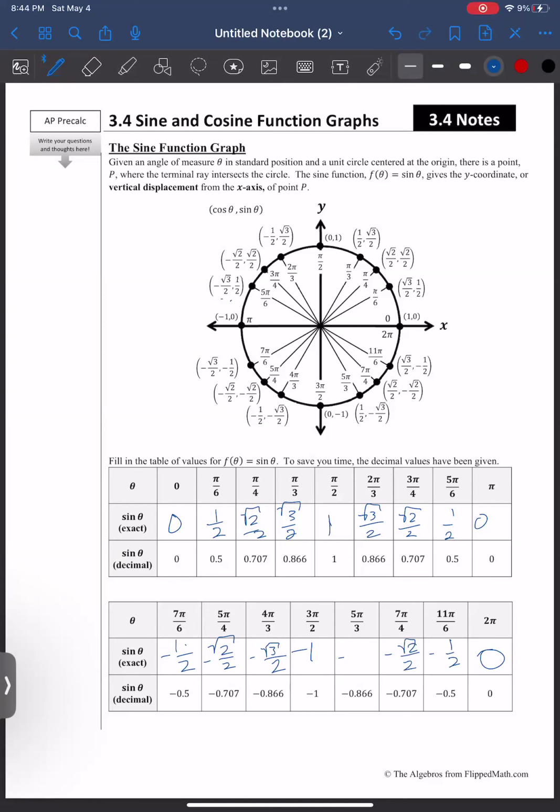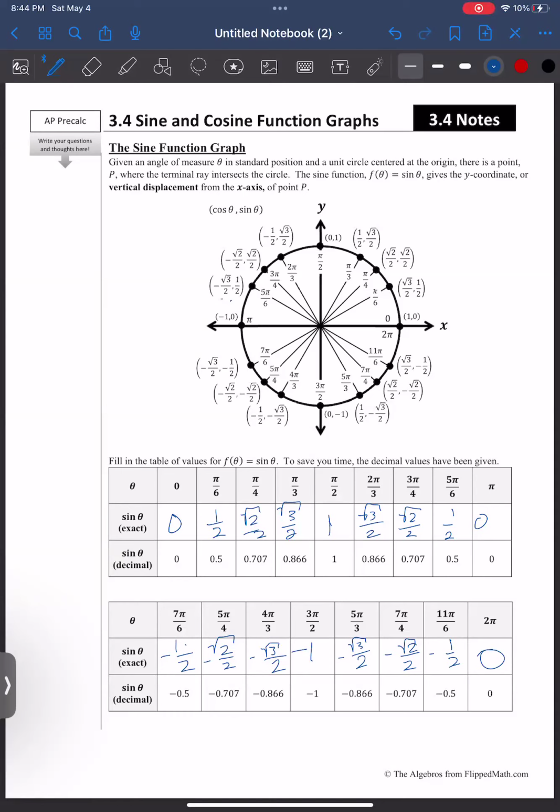And when you're filling out a chart like this, my recommendation would be to do all of the over 2's and the pi's, and then all the pi over 4's, right? Pi over 4 is just square root of 2 over 2. Then you can just worry about the pi over 6 and pi over 3. So there's my chart completed.